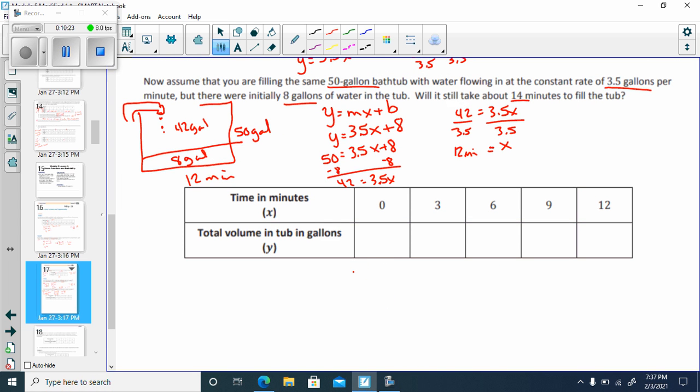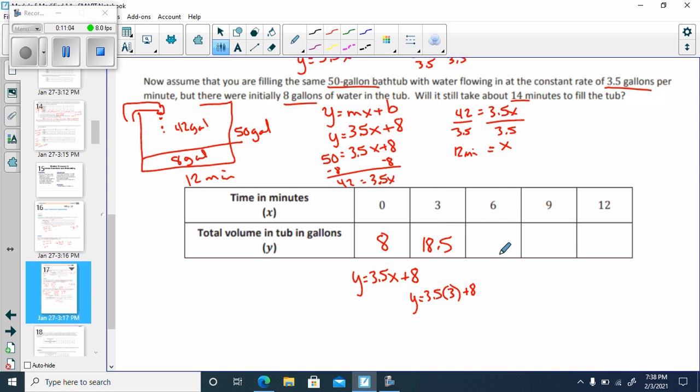Using this equation, y is equal to 3.5 gallons per minute times the number of minutes plus 8. That means you've already got 8 gallons in there. At 0 minutes, how many gallons do we have in the tub? 8. 3.5 times 0 is 0, plus 8 gives you 8. At 3 minutes, let's plug this in. y is equal to 3.5 times 3 plus 8. Okay? 3.5 times 3 plus 8 will give you 18.5 gallons. So at 3 minutes, you have 18.5 gallons.